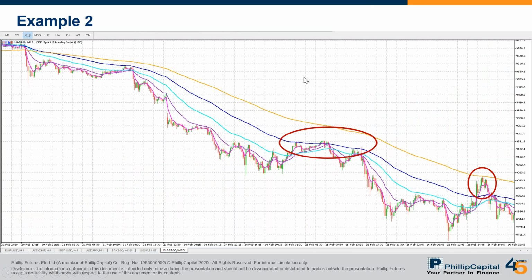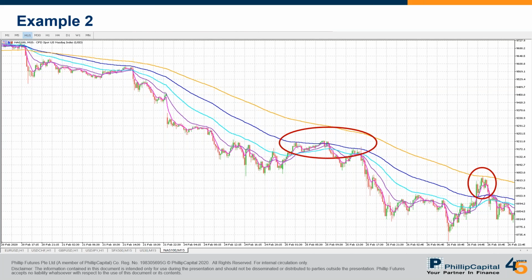Let's go to the second example, which will be more on a downtrend. If we look at the beginning of the chart on the left, it also started off with a very mixed signal. Most of the moving averages are very tightly joined together, and there's no sequence, until the spike down, when you see the sequence start to form.